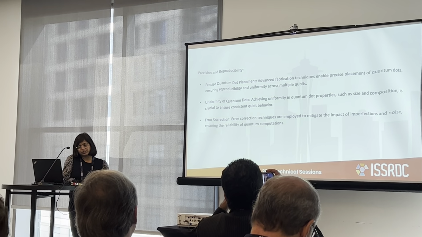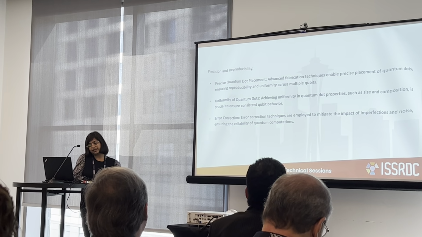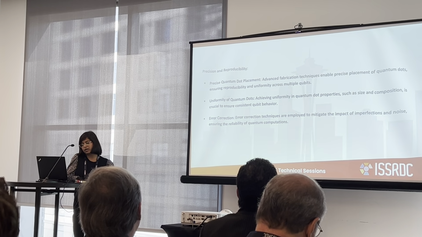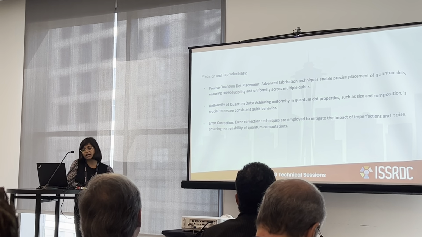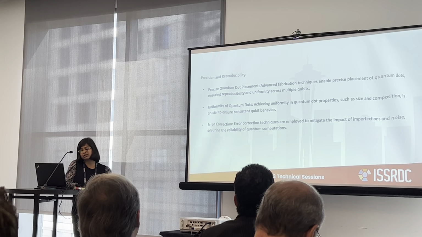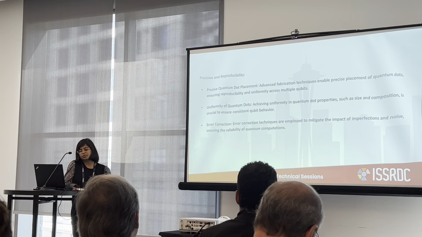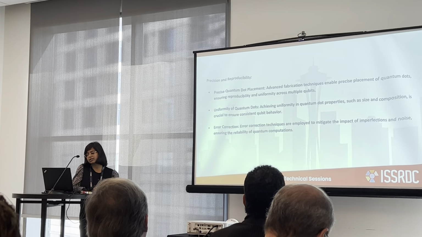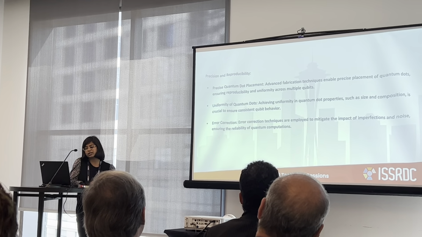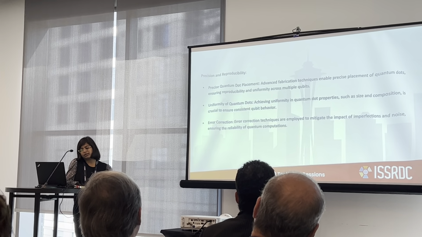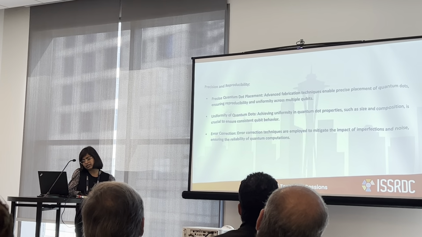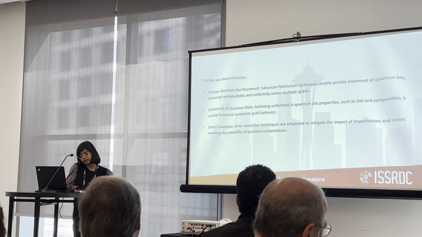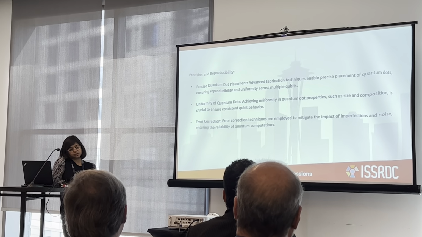Precision and reproducibility. Precise quantum dot placement. Advanced fabrication techniques enable precise placement of quantum dots, ensuring reproducibility and uniformity across multiple qubits. Uniformity of quantum dots. Achieving uniformity in quantum dot properties such as size and composition is crucial to ensure consistent qubit behavior. Error correction techniques are employed to mitigate the impact of imperfections and noise, ensuring the reliability of quantum computations.